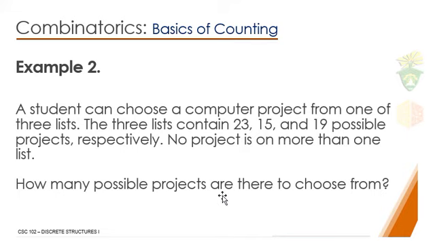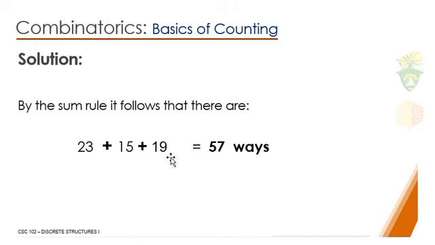So it is clear that the projects in the lists are all different. So how many ways can you choose a project? How many total possible projects can you choose from? By the sum rule, you just have to add the number of projects in the three lists. So we have 57, or 57 ways to choose a project. So, that is clear.